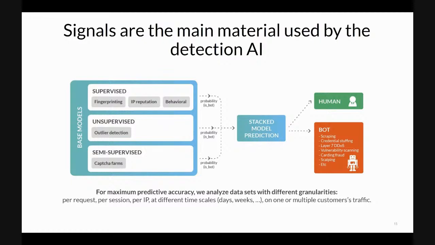And when this is a bot, is that web scraping, layer 7 DDoS, credential stuffing, etc.? And this must be done not just IP-centric, but per request, on every single request, on the mobile traffic, on the web traffic. Because today, at the same time, a human and a bot can use the same IP address.